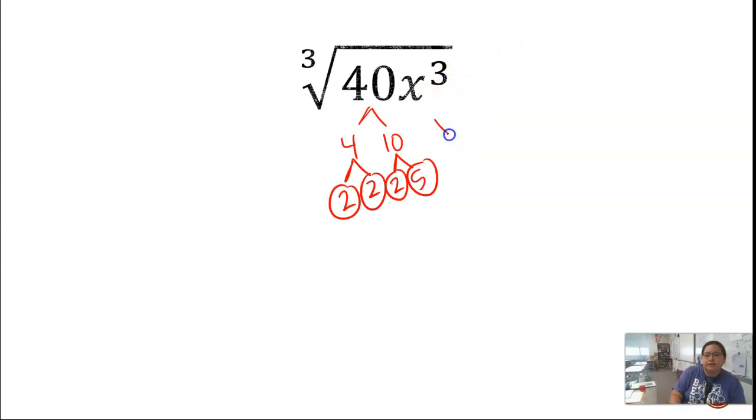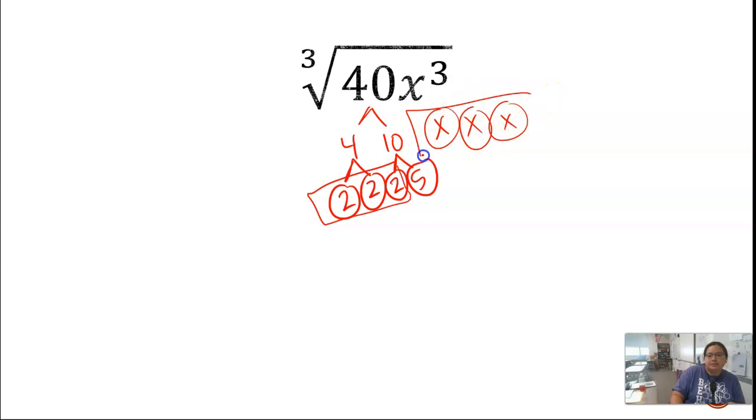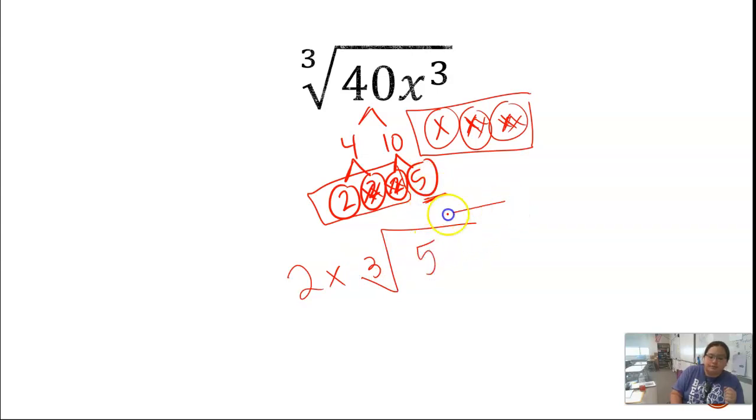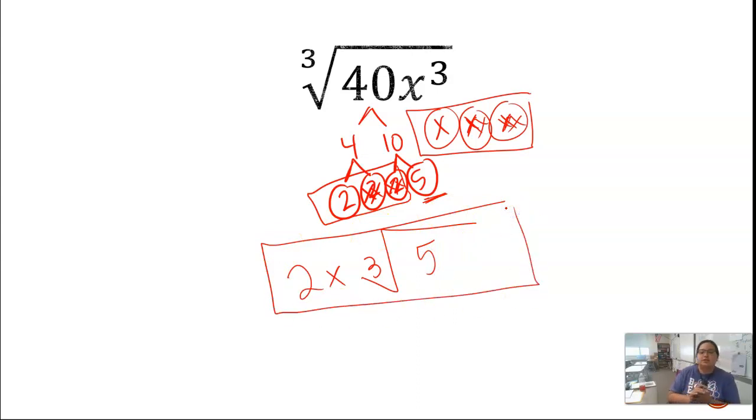X cubed means I have x times x times x. Okay. Now I look for my breakout buddies. So 2's, because there's 3 2's, they can be breakout buddies. And because there's 3 X's, they can be breakout buddies. They break out of jail, but they don't want any snitches, so only one of them makes it out alive. So we have 2 and X on the outside of our prison, cube roots, and then on the inside of our prison, we're just left with a 5. 2x cube roots of 5.